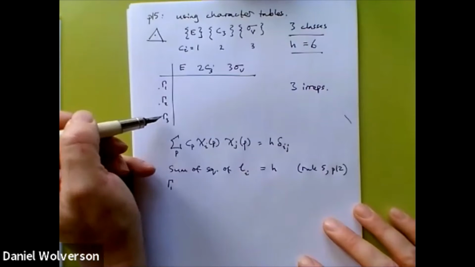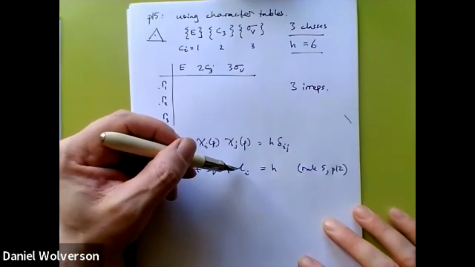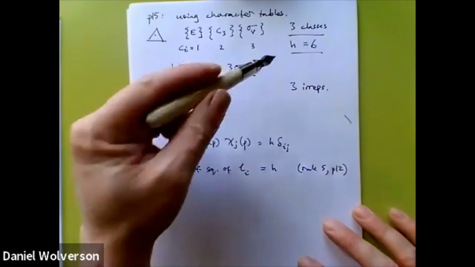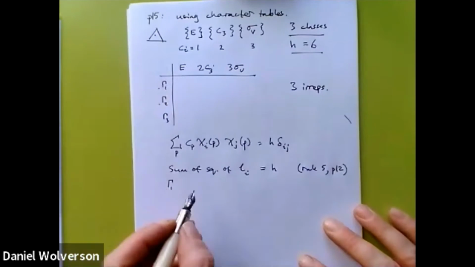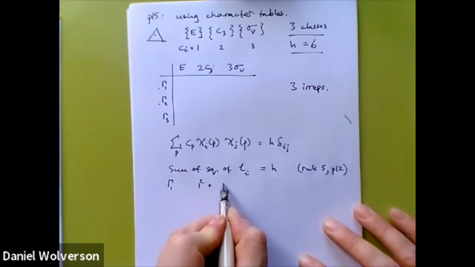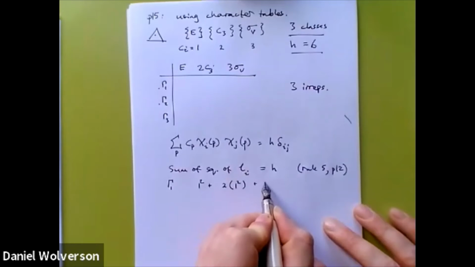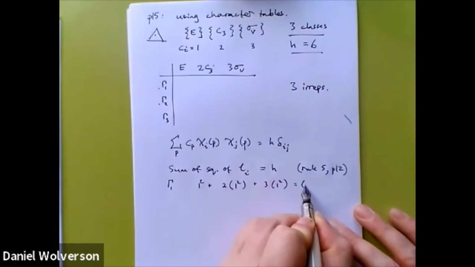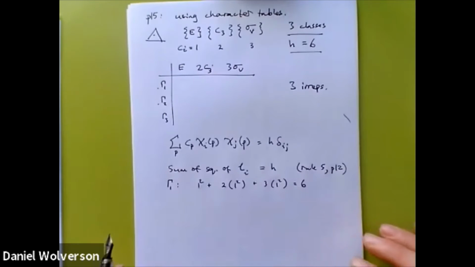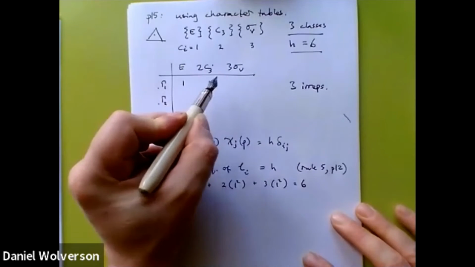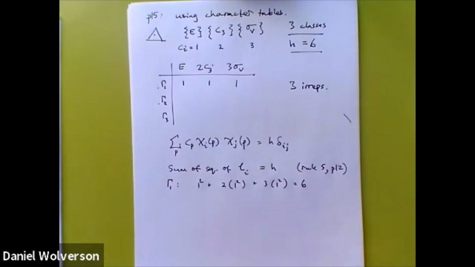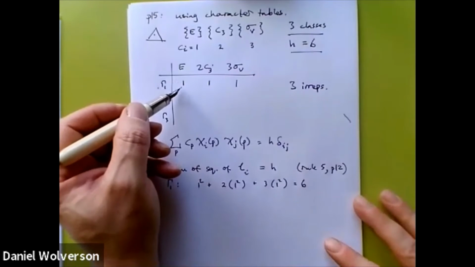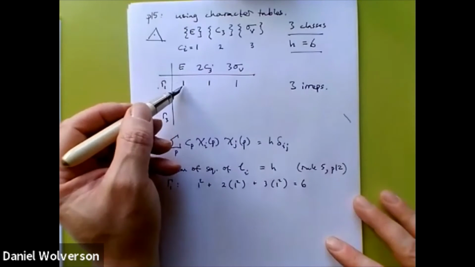Well, for these three gammas, we've got to find 3 different ways of summing squares up to get 6. So clearly we can sum 1 squared plus 2 times 1 squared plus 3 times 1 squared equals 6. So that's consistent with having a character of 1s all the way. And this is obviously a 1-by-1 irreducible representation because the trace of the identity element is 1. So these are 1-by-1 matrices, and all of them are 1.